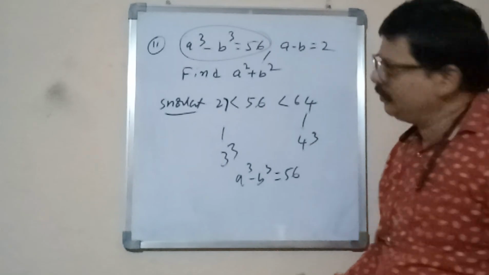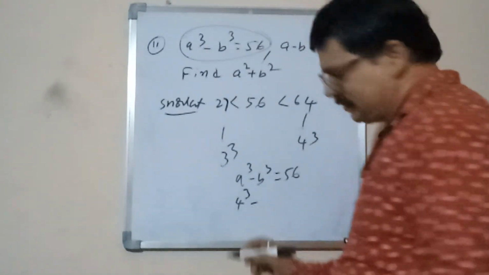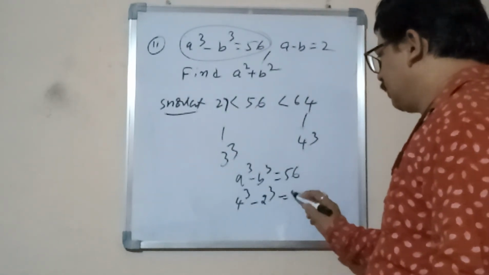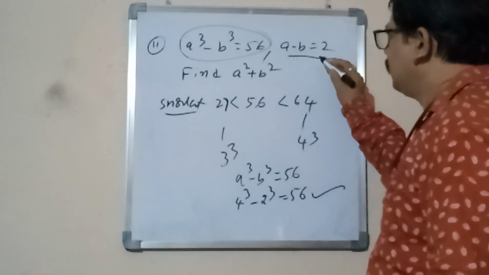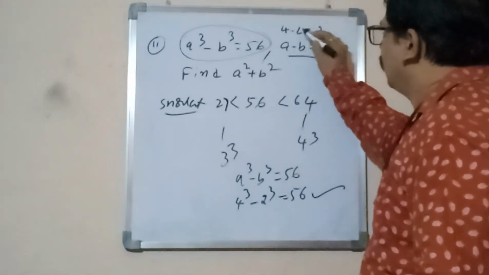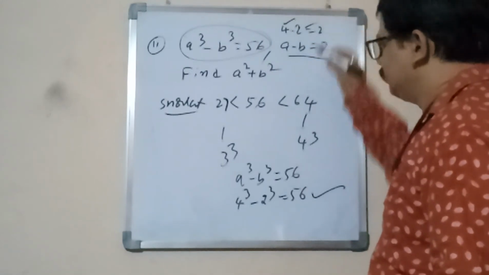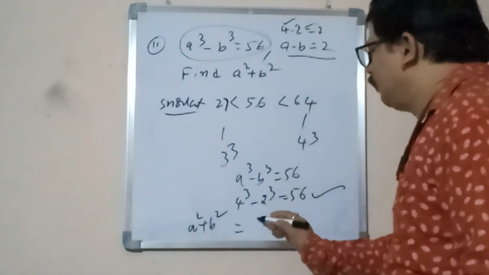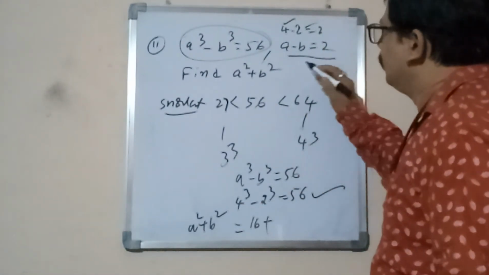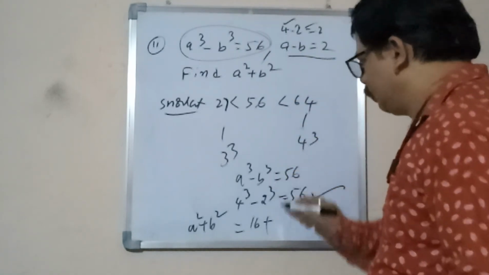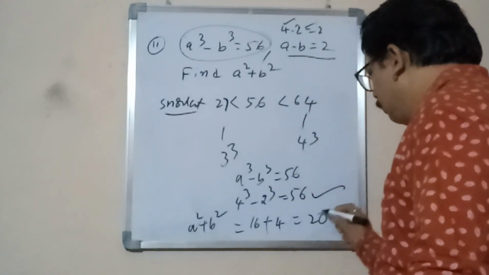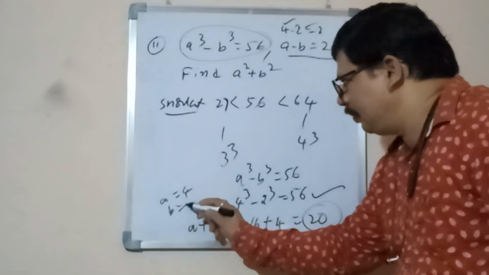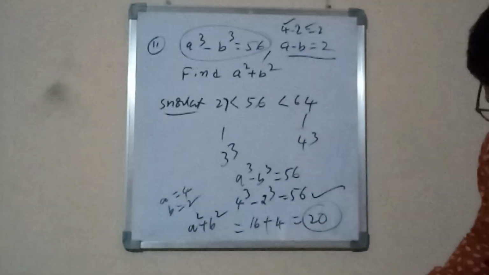Take the value 4 cube minus 2 cube. 4 cube means 64, minus 8, correct, satisfied. Also 4 minus 2 is 2, correct. So a equals 4. Now what is asked: a square plus b square. a is 4, so 16. b is 2, 2 square means 4. Total 20. Yes, right. a equals 4, b equals 2.